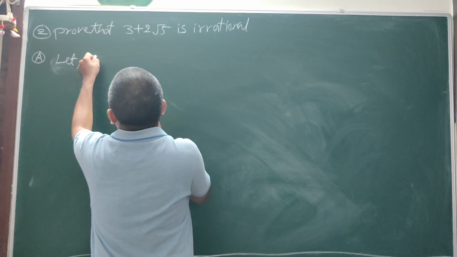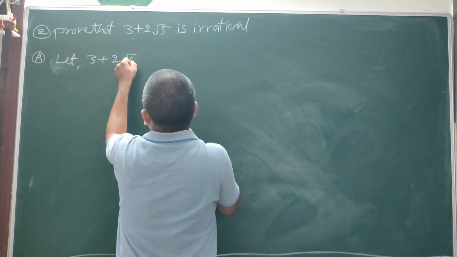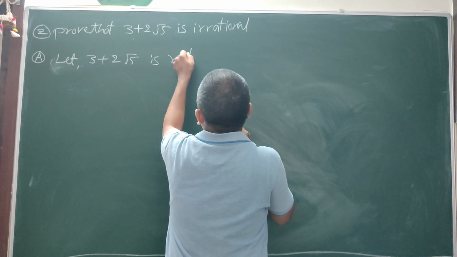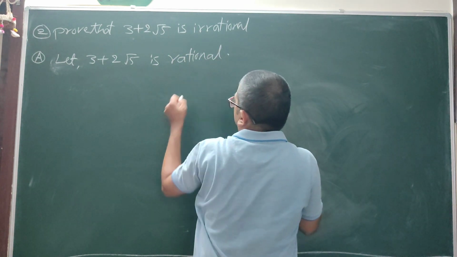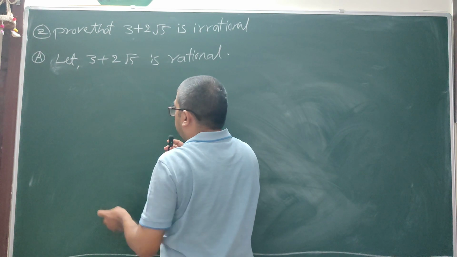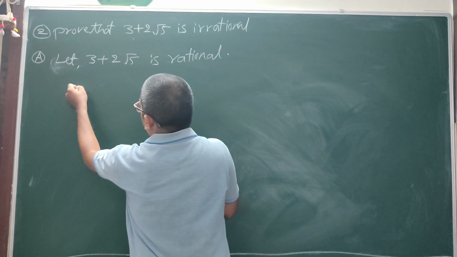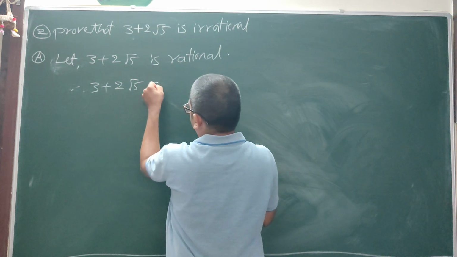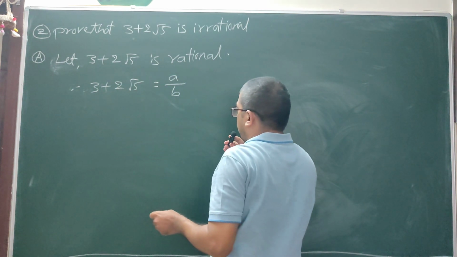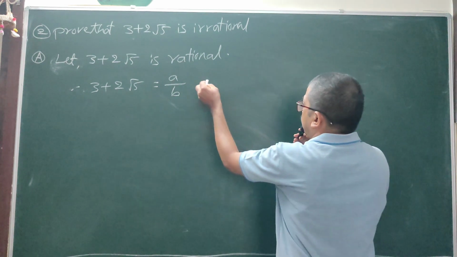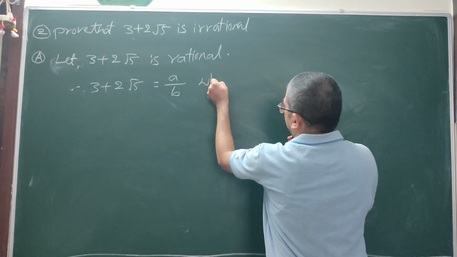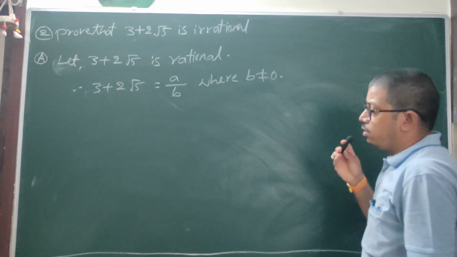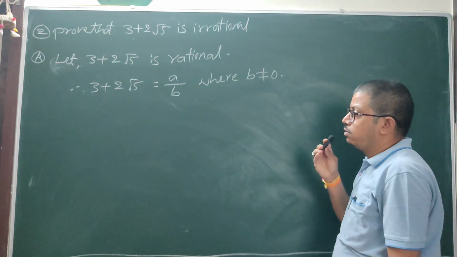Let 3 plus 2 root 5 be rational. That means 3 plus 2 root 5 can be written in the form of a by b, where b not equal to 0. That means in the form of a fraction.